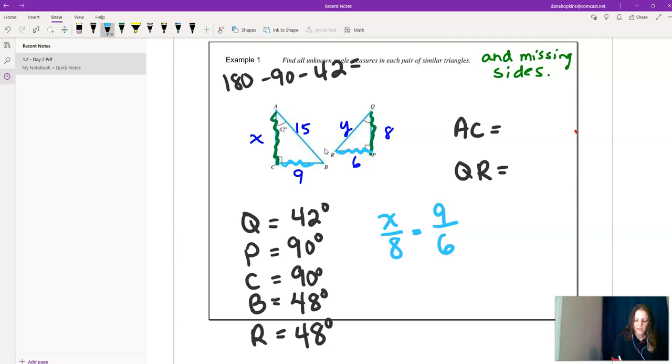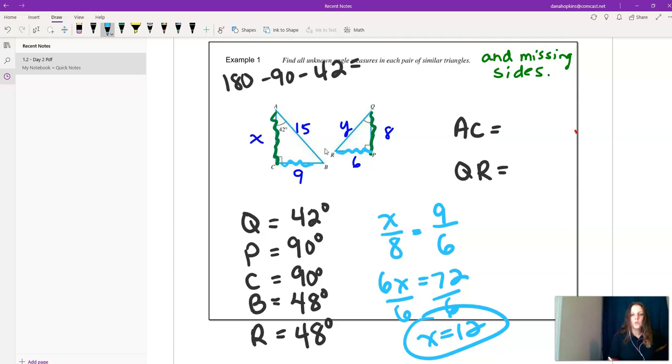Again, there's lots of different ways you could do it. You could say x over 9 and 8 over 6. You could have said 8 over x and 6 over 9. Again, it doesn't matter as long as you're being consistent. Okay, so now go ahead and cross multiply, and you can divide. Okay, and then 12 is side AC, so you could label it here.